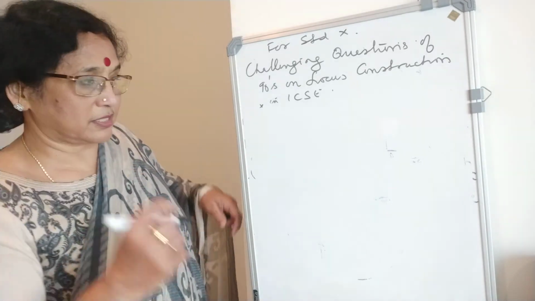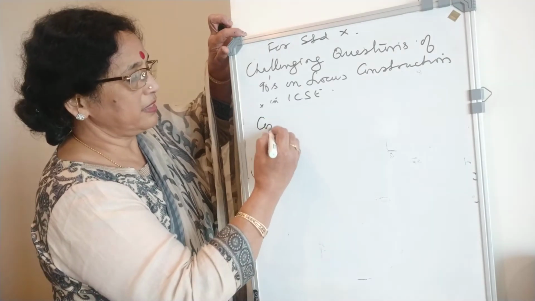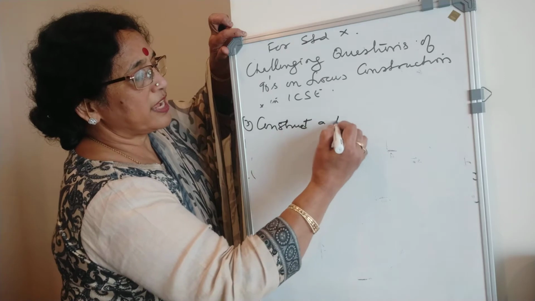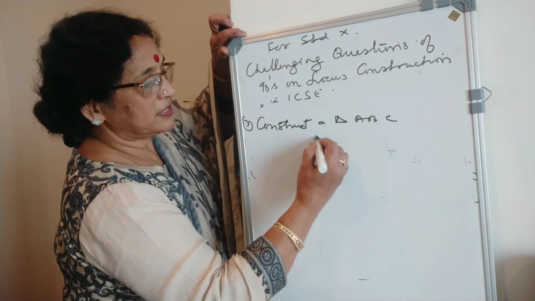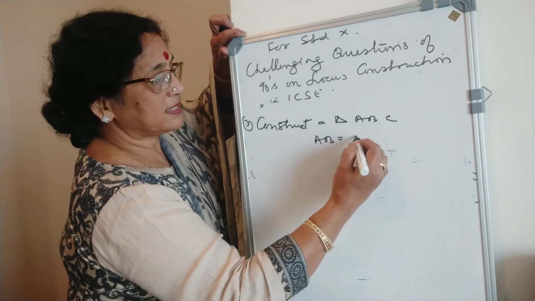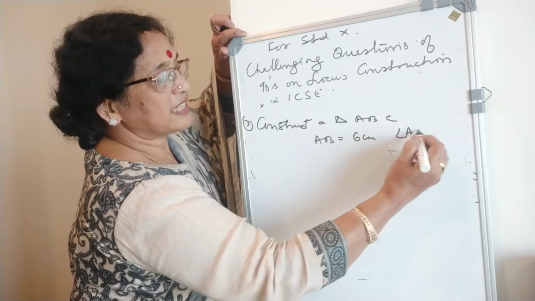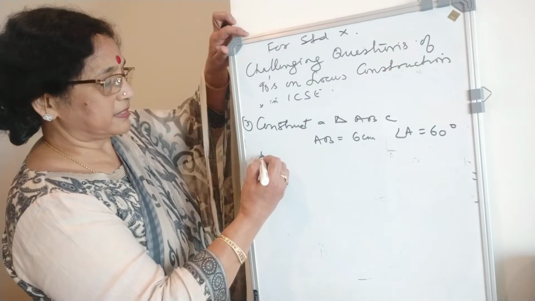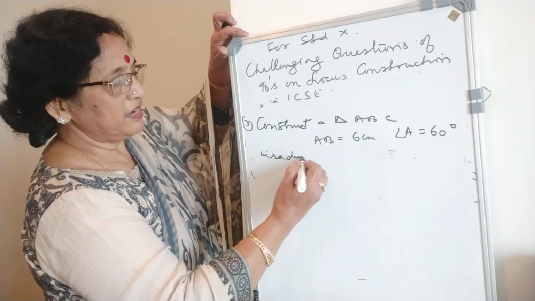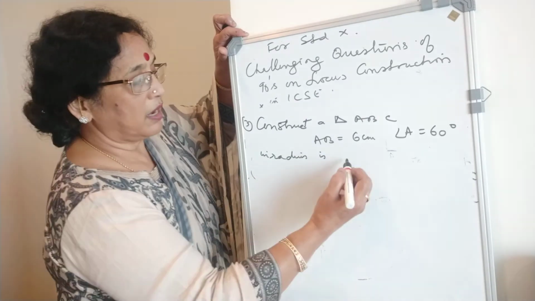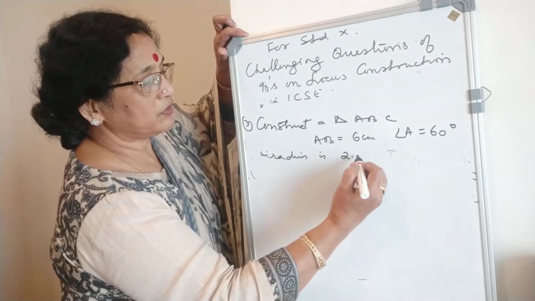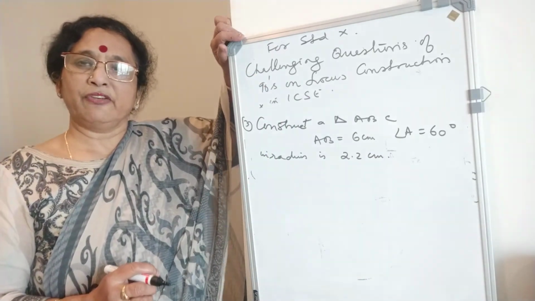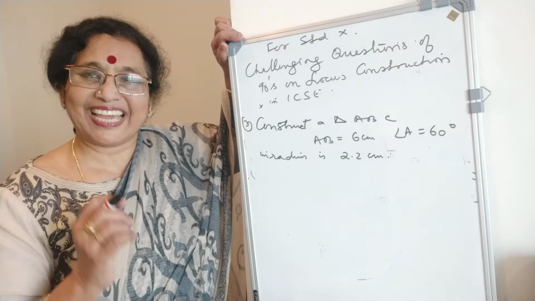Construct a triangle ABC. Say AB is 6 centimeters, angle, I'm just giving an example, 60 degrees, and inradius is say 2.2 centimeters. Inradius is the radius of the incircle.